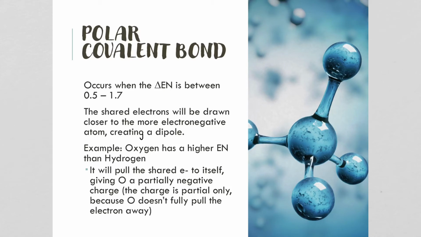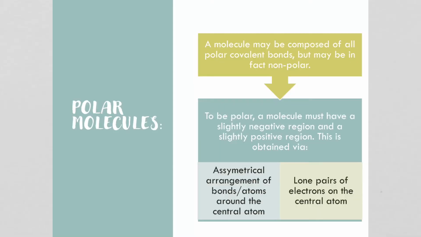The charge is only partial because oxygen doesn't fully pull the electron away. It's not like an ionic bond, but it is pulling the electron closer to itself, giving itself a negative dipole, and then hydrogen would have a positive dipole. So determining whether a molecule is polar is a little trickier than figuring out if the bonds themselves are polar covalent. A molecule might be entirely composed of polar covalent bonds, but may actually be nonpolar.